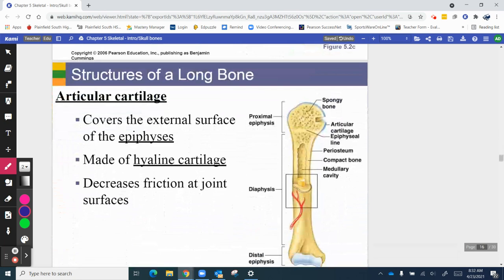Okay. Some other structures we have is what's referred to as articular cartilage. This covers the ends of the epiphysis, right? So this would be in this region here, and then down here on this region. It's mostly hyaline cartilage, that soft, spongy cartilage, and it's there specifically to decrease friction.